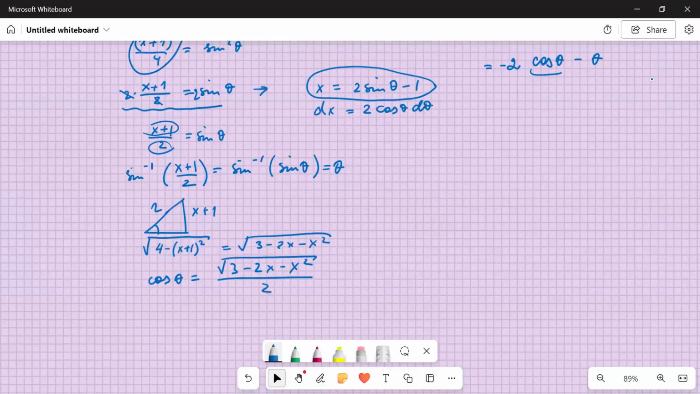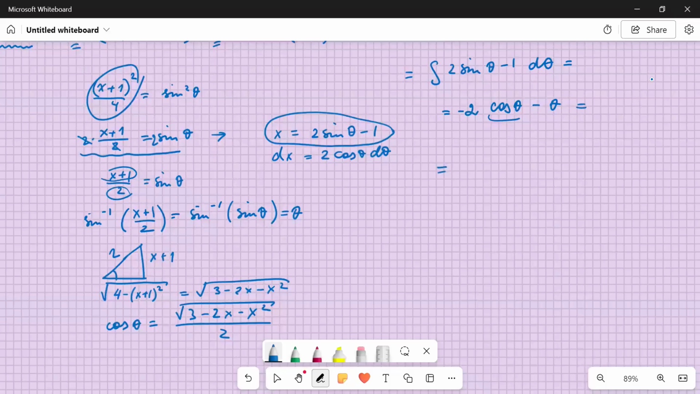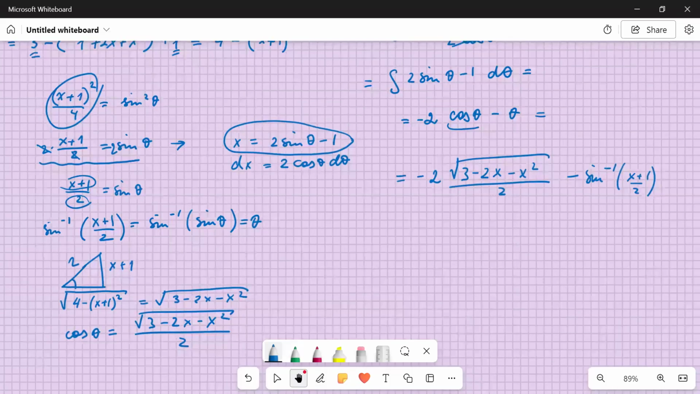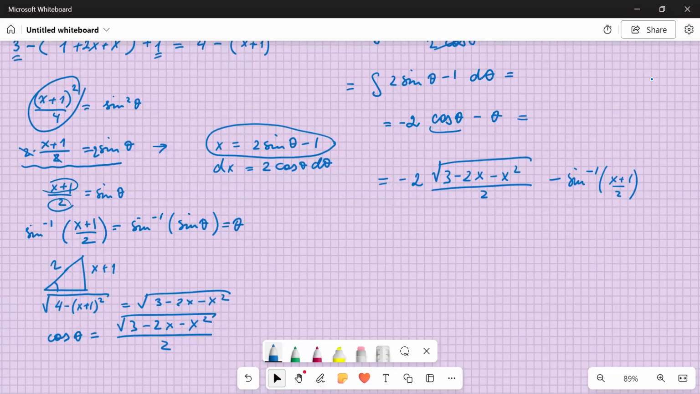And you just plug everything back into the original integral. Minus 2, times the square root of 3 minus 2x minus x squared over 2, minus, and my theta is sine inverse of this complicated expression, (x plus 1) over 2. Well, I don't want to rewrite everything just because I want to cancel this, so I'm just going to add a constant. That's going to be my final answer.